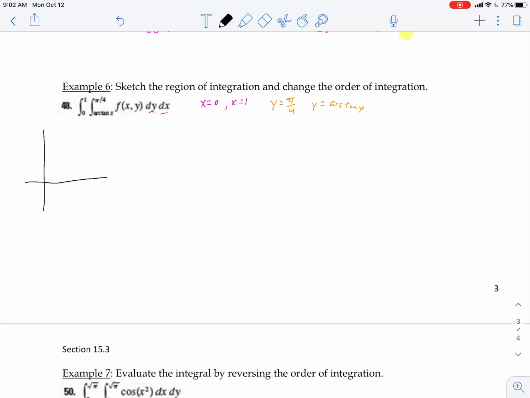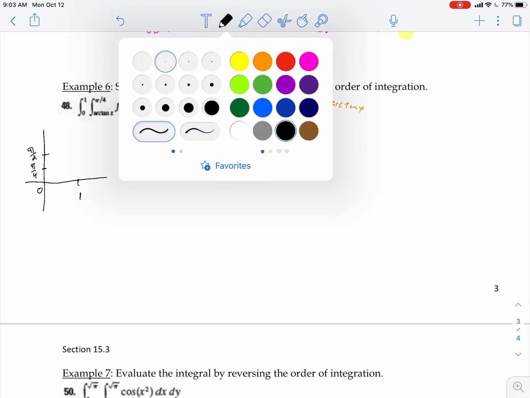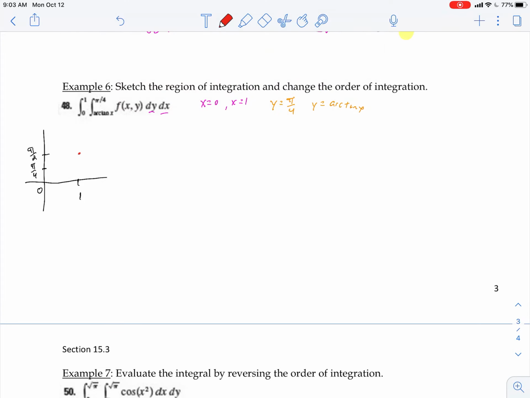So I'm going to go ahead and make an xy plane, and I'm going to go from 0 to 1 on x. And then I'm going to go from y equals pi over 4. And I'm going to do my arctangent function. So I'm just going to go up to pi over 4. Make that pi over 2. The reason is just so I can graph it, because I know that it's not going to touch there. It's going to have a horizontal asymptote there.